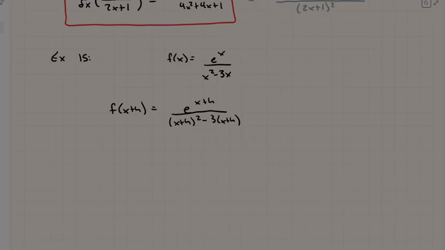Okay, so we definitely want to do some stuff to expand this out, simplify it a little bit. Remember, e to the x plus h is e to the x times e to the h. x plus h squared, we've seen this one a couple times. That's x squared plus 2xh plus h squared. And then this one, minus 3x minus 3h. All right, I think that's about as good as we're going to get it.